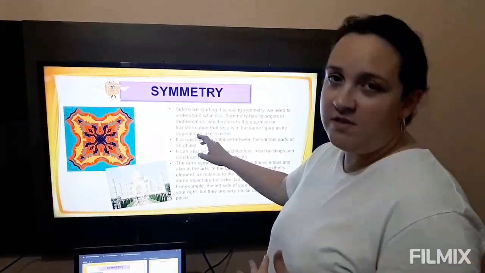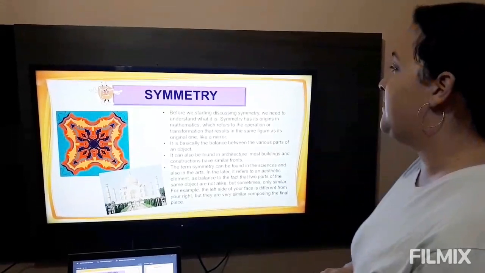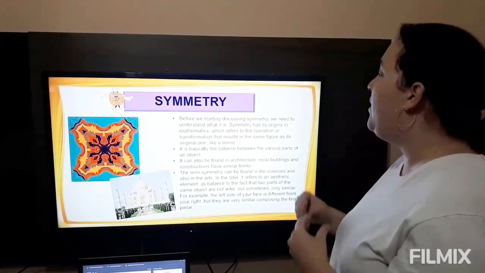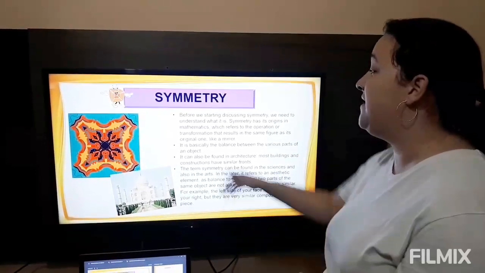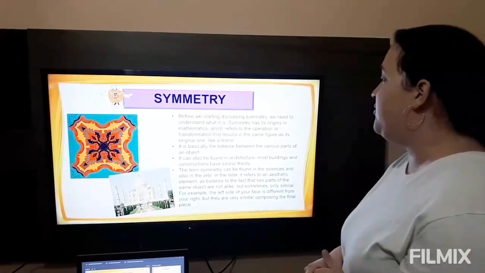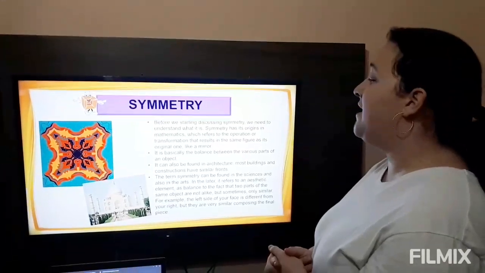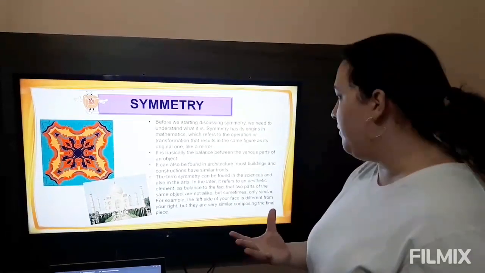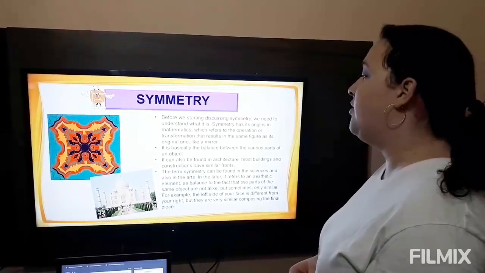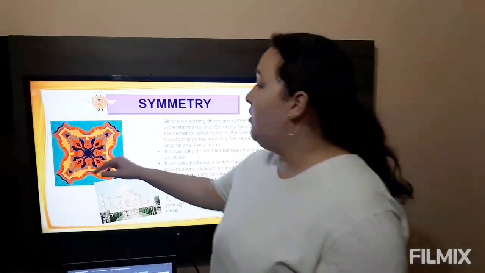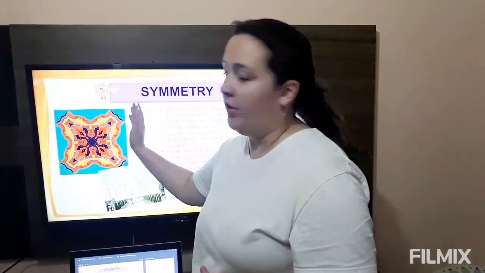So I'm gonna read this for you just to be a little more clear, okay? Before we start discussing symmetry, we need to understand what it is. Symmetry has its origins in mathematics, which refers to the operation or transformation that results in the same figure as the original one, like a mirror. It is basically the balance between the various parts of an object. So it is one part that is similar to the other.